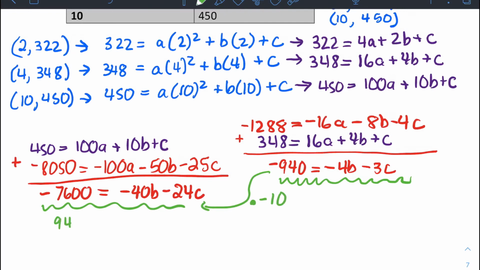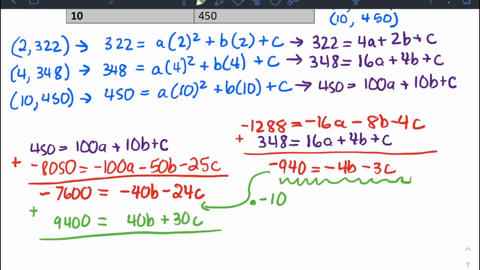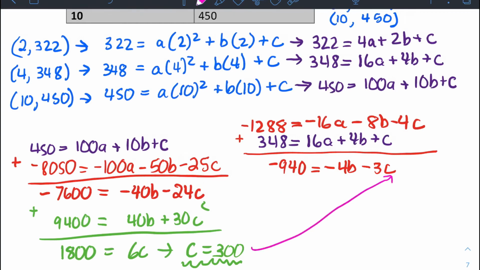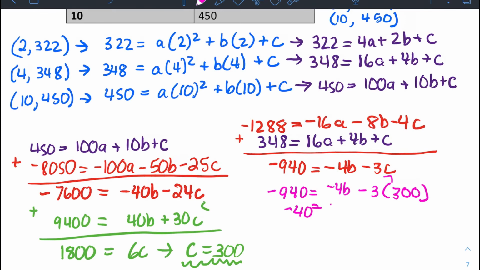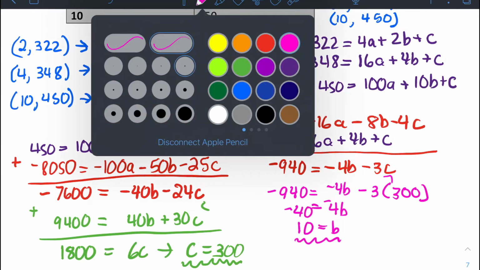Now that I've done that, I'm down to a system of 2 equations. So those 2 new ones I've got underlined in green. I'm going to multiply one of them by -10, because then I'll be able to eliminate b if I add them together. And I'll finally get to an equation that only has a single variable and be able to find c equals 300. Now I'm going to go backwards a little bit. Either one of those two red equations that only has b and c in them, I could plug c into. I'm just going to use that one right there, the negative 940, plug in my value for c, and I'll get a value of b as 10.